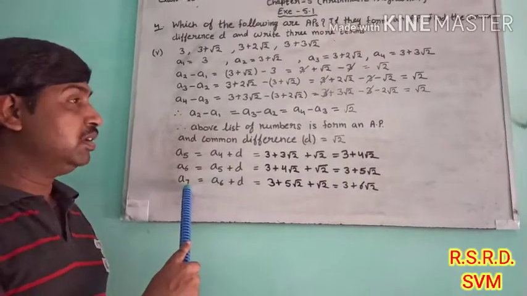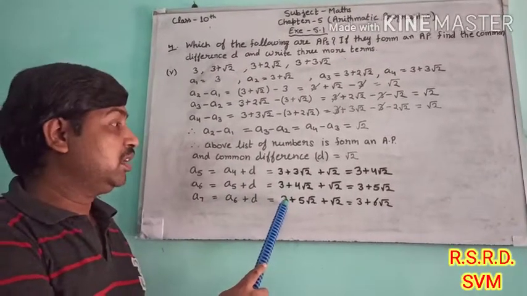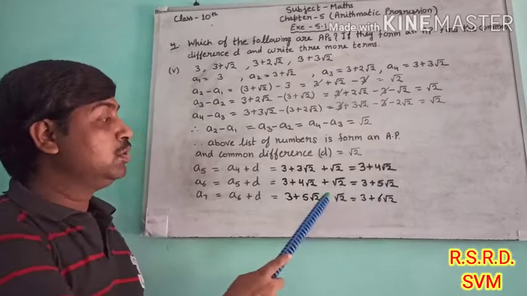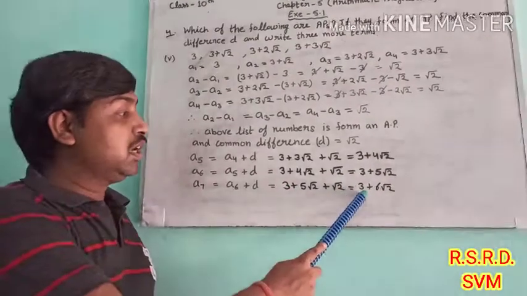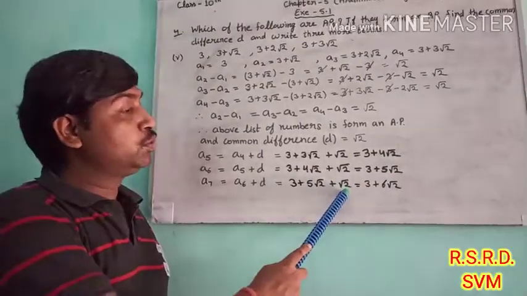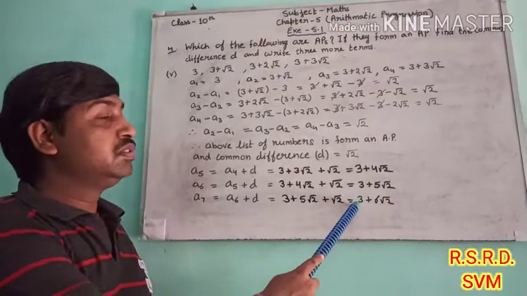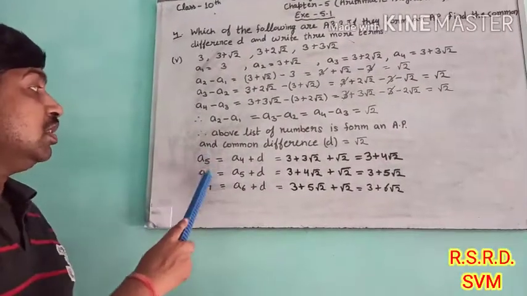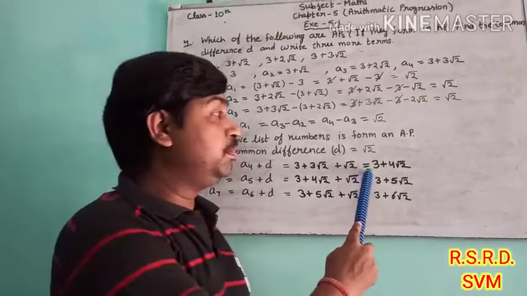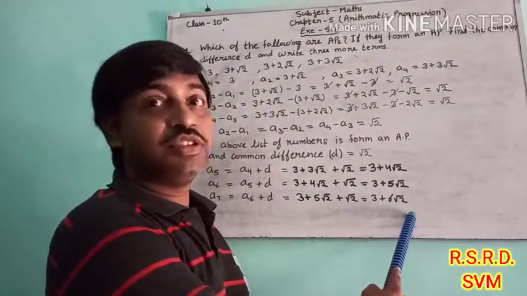Similarly the seventh term is the sixth term plus the common difference. That is 3 plus 5 root 2 plus root 2. The 3 stays, and 5 root 2 plus root 2 becomes 6 root 2. So the seventh term is 3 plus 6 root 2. In this way the next three terms are 3 plus 4 root 2, 3 plus 5 root 2 and 3 plus 6 root 2.